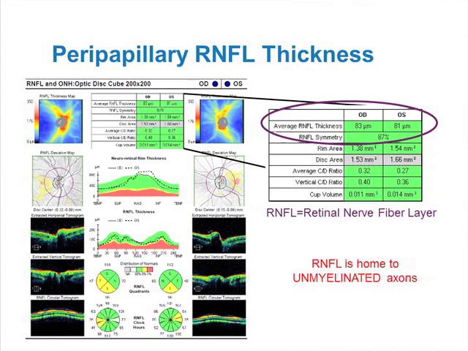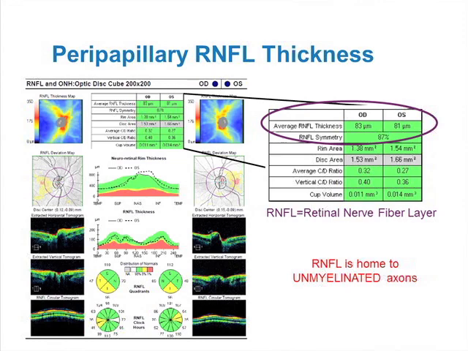However, if we look a little bit more closely at the bottom center portions of this report, what we see are a couple of segments of that circle in this patient that are colored yellow. And in the right eye, it's the temporal and the inferior segment. In the left eye, it's an inferior segment. And that tells you that there are some sectors of this patient's peripapillary RNFL that are thinner than they should be. Actually, in this case, less than the 5th percentile compared to a normative database. The RNFL is of great interest in multiple sclerosis because it's home to unmyelinated axons.